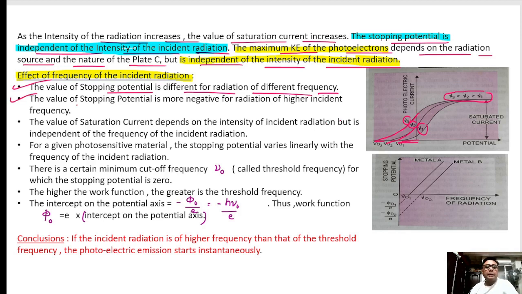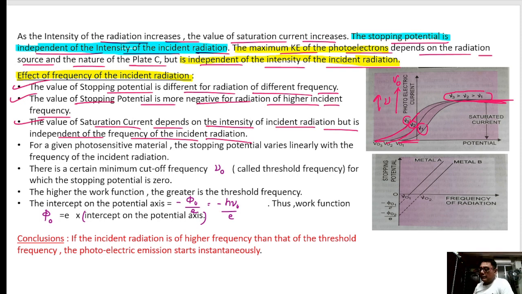Next, the value of the stopping potential is more negative for radiation of higher frequency. As you can see, the higher the frequency, the higher is the stopping potential. The value of saturation current, this is the saturation current, depends on the intensity of the incident radiation, but is independent of the frequency of the incident radiation. Please note that. So saturation current is dependent only on the intensity of the radiation, but not on the frequency.